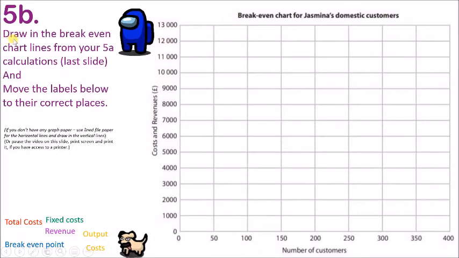Question 5b. Draw in the break-even chart lines from your 5a calculations on the last slide and move the labels below to their correct places. So you'll need to flick back to the last slide and I recommend doing it in this order. Remember, if you don't have any graph paper, use lined file paper for the horizontal lines and drawing the vertical lines, or pause the video on this slide and do a print screen and print it, if you have access to a printer.